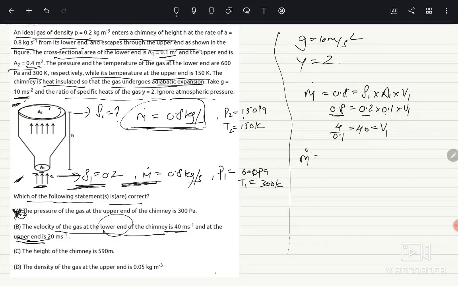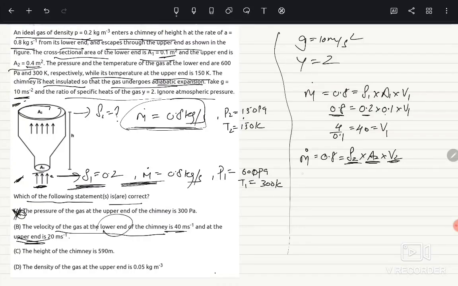Mass flow rate at the upper end will also be 0.8, because according to the continuity equation the mass flow rate will not change from the lower end, and at the upper end no extra mass has been added. So for the upper end, density at the upper end, area at the upper end, velocity at the upper end. In this equation, we know A2, we don't know V2 and rho 2.